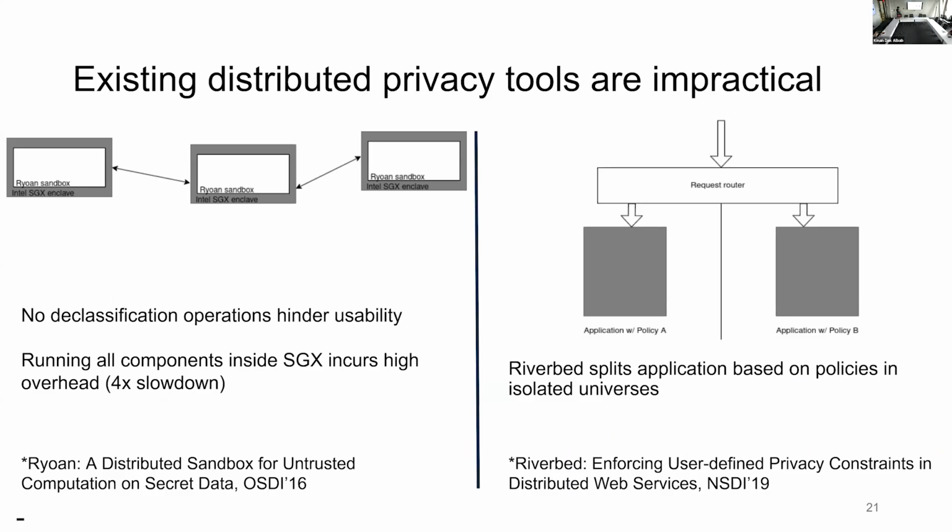Now, there have been some other distributed privacy mechanisms, tools, and systems that have been developed. One of them is Rioen, that basically encapsulates all the services and all the modules within SGX, but is pretty harsh as there is no declassification allowed to happen. So you are confined within an SGX and Rioen ecosystem. And also running everything in SGX is pretty slow.